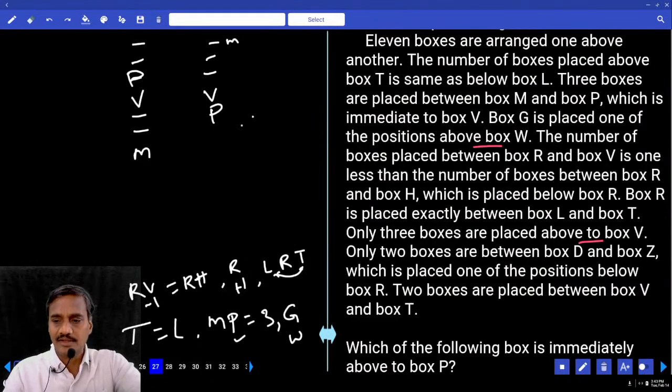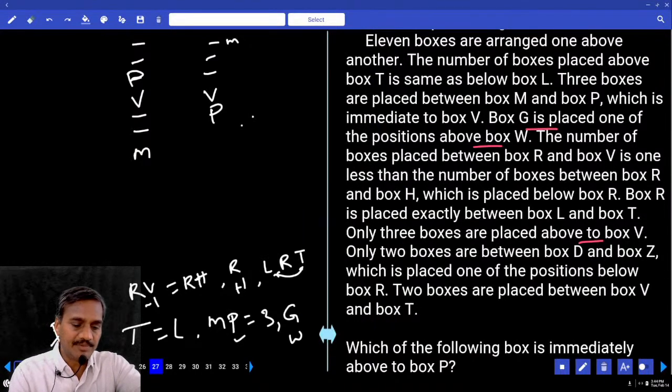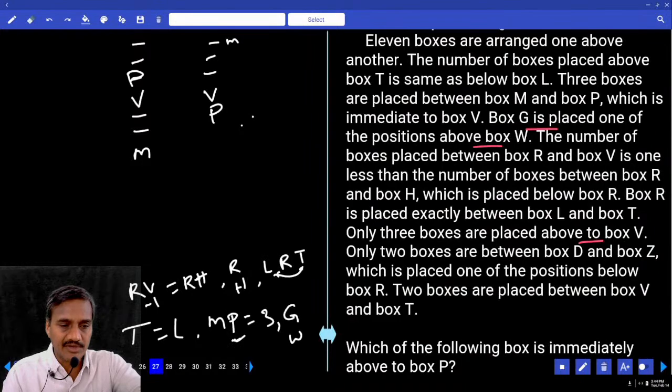Then box G is placed at one of the positions above W. Where is G? Is there any other information left? P and M there are 3, done. P and M 3 used. The next one, T and L, we haven't found yet. R and V, R and V, R and H. And R is exactly between L and T. And R is above this H.